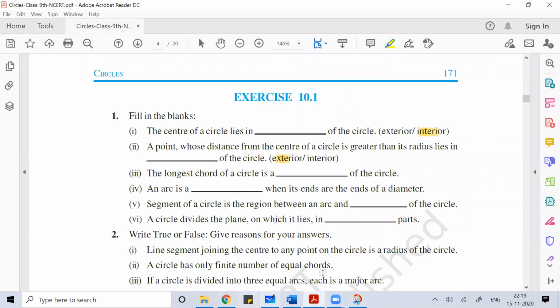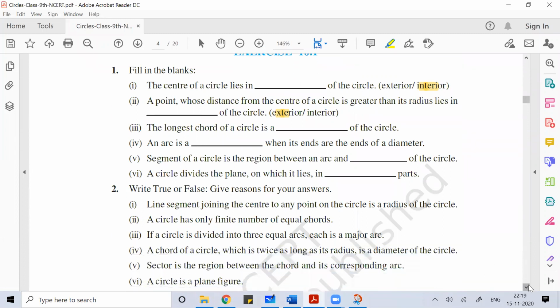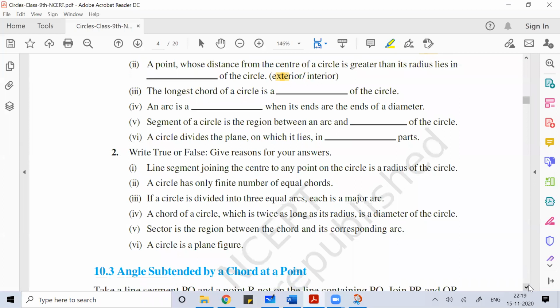Now talking about true and false. You can pause the video and try this true and false by yourself. Even then, if you have any doubt, you can see the questions.